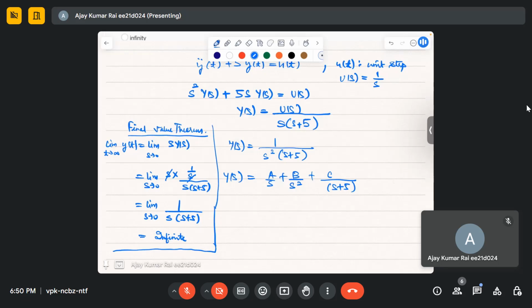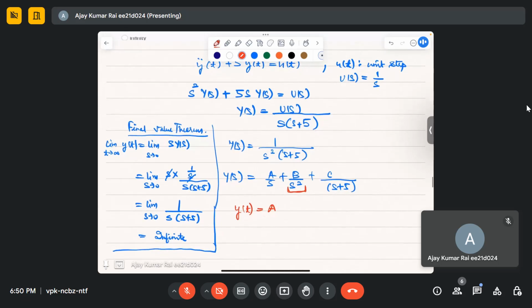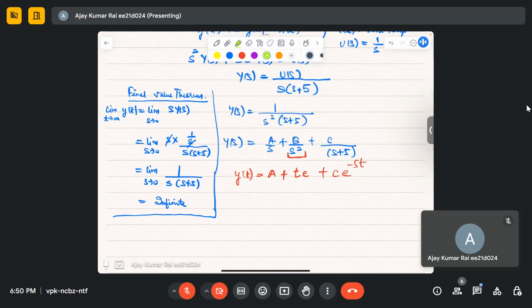Okay, so also one observation here. Just by looking at this Y(s), y of t, if I write some coefficients, I'm writing in red, a by s, some constant coefficient will come. Let it be A only. So a square, some e^(-5t) term will come, and some t term will come, and some c by (s+5) will come. Focus on this term.